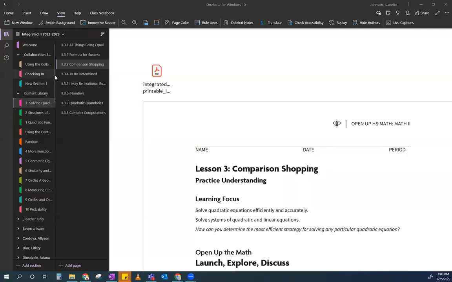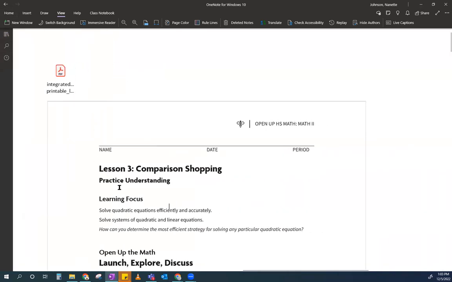So we are going to be learning 3.3, and it's about a couple of things. The lesson's called comparison shopping. And if you understand what comparison shopping is, you're looking at how they're alike and how they're not alike and how certain things can be done. So here we're going to be solving quadratic equations efficiently and accurately. And we're going to solve systems of quadratic and linear equations.